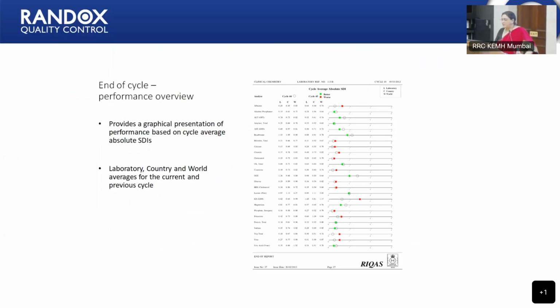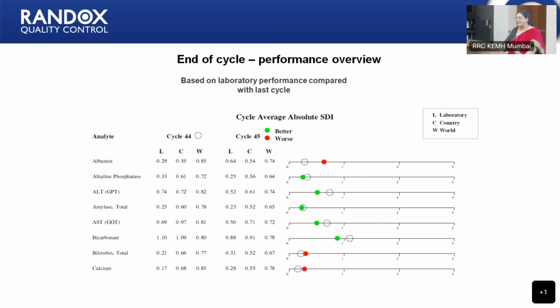In the end of cycle report, two more pieces of additional information are given. First is performance before. Here it provides graphical presentations of the performance based on the cycle average absolute SDI. Laboratory, country, and world data are all provided. S stands for laboratory, C for country, and W stands for the world.